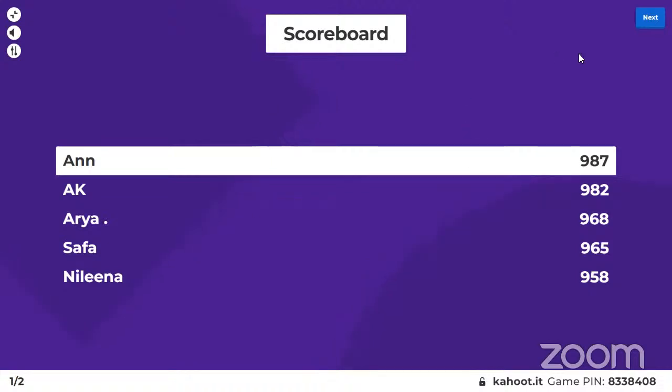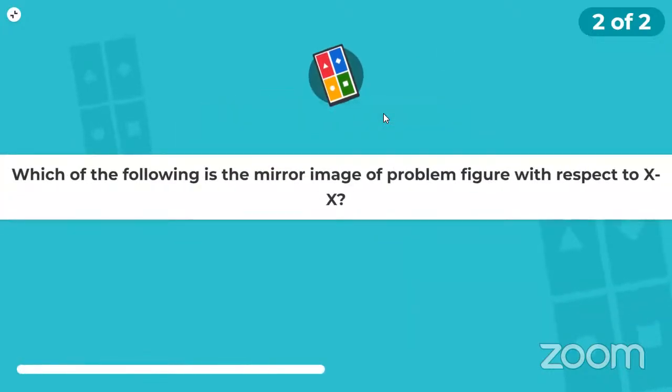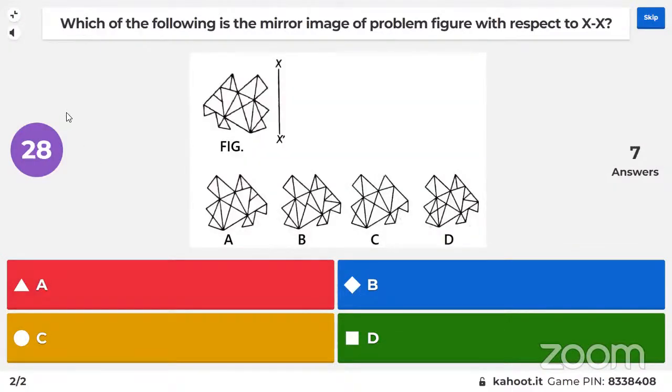After every question we'll be having the scoreboard. So this is the last question in your demo session. Here also you will be getting 30 seconds. You can see who has answered it.